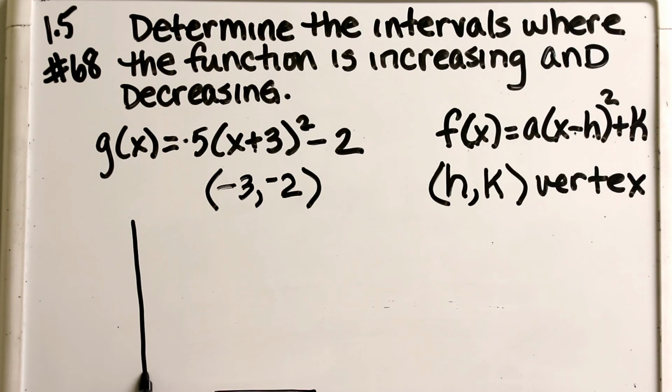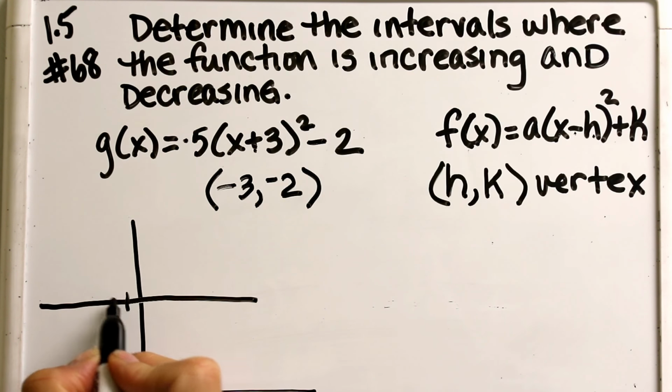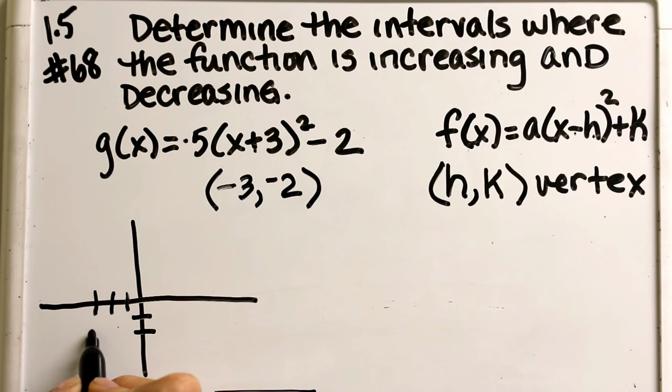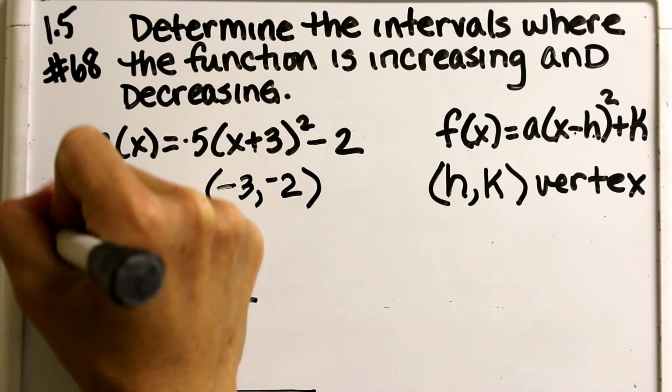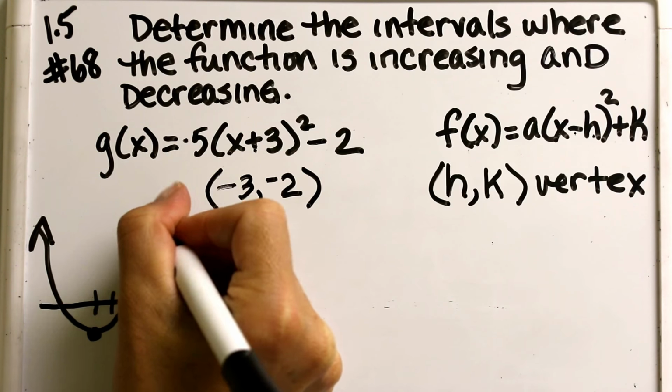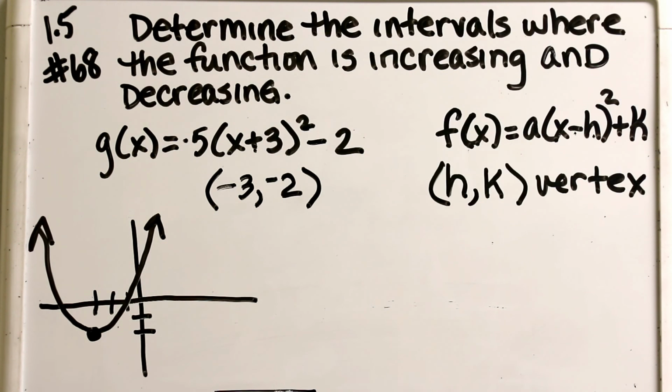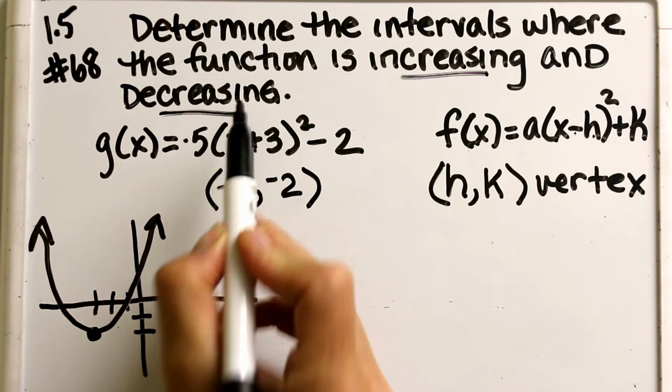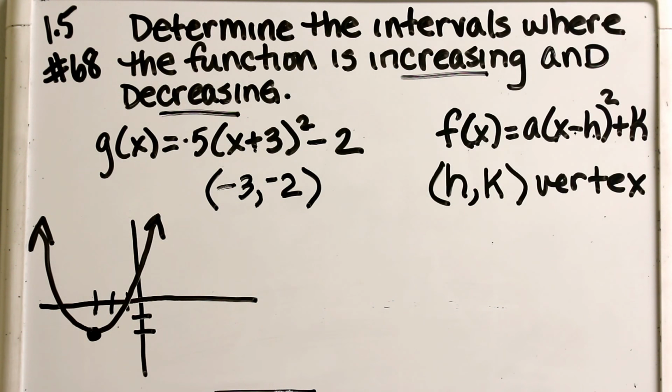So if I have a graph at -3, -2, I can plot my vertex point. I do know that the graph is opening up, and although I'm not being specific with the graph, I don't need to, because to determine where it's increasing and decreasing, we only use the x values. In fact, you may just want to cross out the y value.